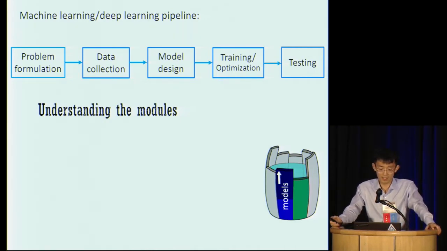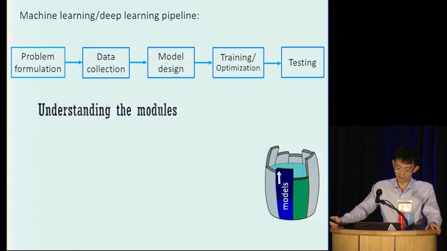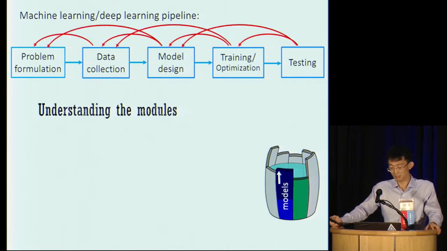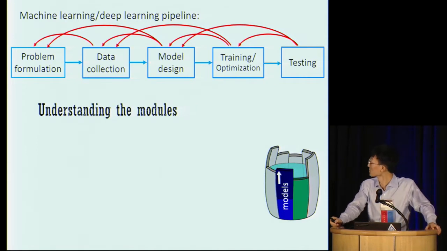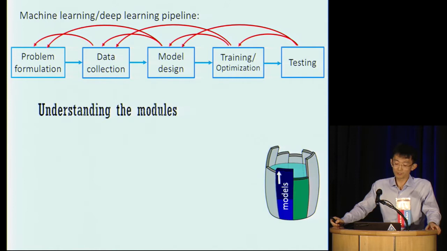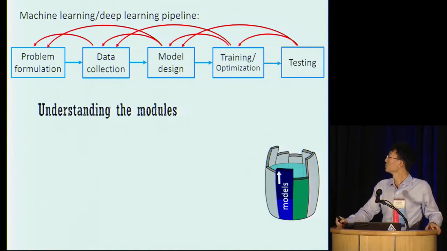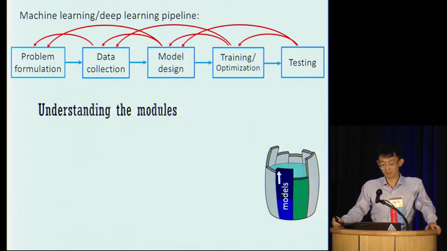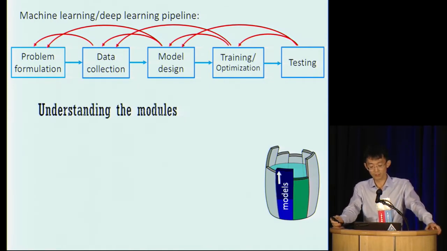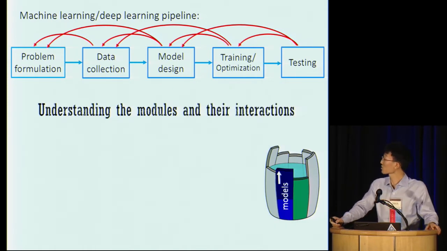Moreover, another thing I haven't told you is that this is not really a pipeline in reality. When we really do the research and we want to develop some new algorithms, there are a lot of back arrows here. We have to go back and forth between all of these modules. We have to think about training, and maybe the training doesn't work, and we have to go back to the model design phase or the data collection phase, and so on. So we really have to understand the interactions between all of these phases.